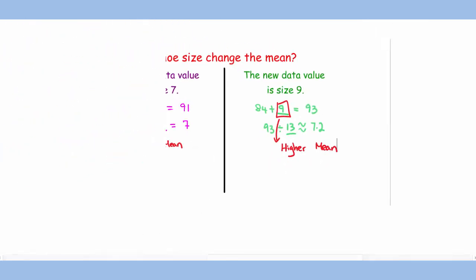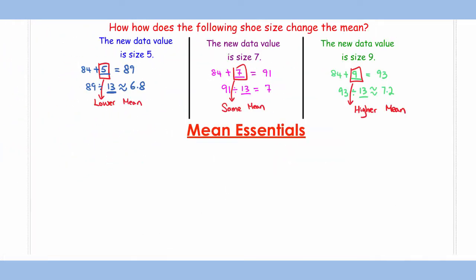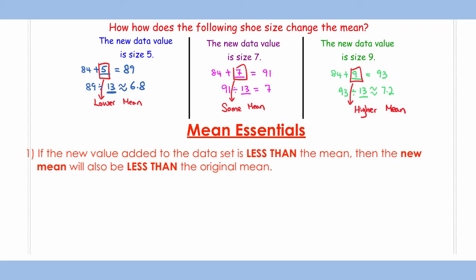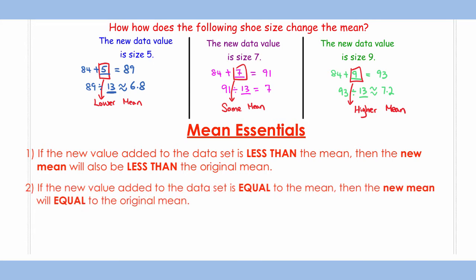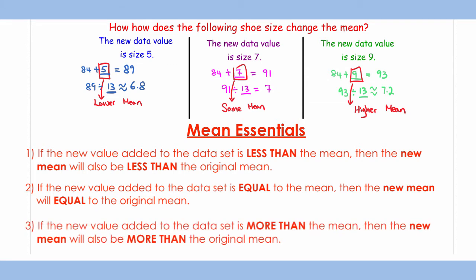So from these 3 examples, we can conclude the following about the mean. If the new value added to the data set is less than the mean, then the new mean will also be less than the original mean. If the new value added to the data set is equal to the mean, then the new mean will equal the original mean. And the last thing is that if the new value added to the data set is more than the mean, then the new mean will be more than the original mean.